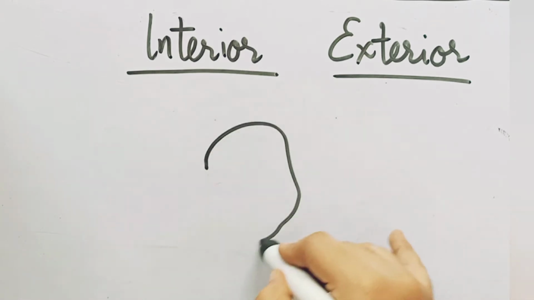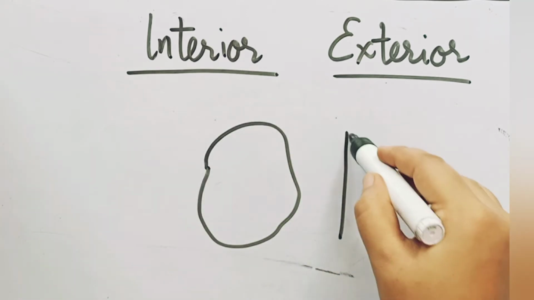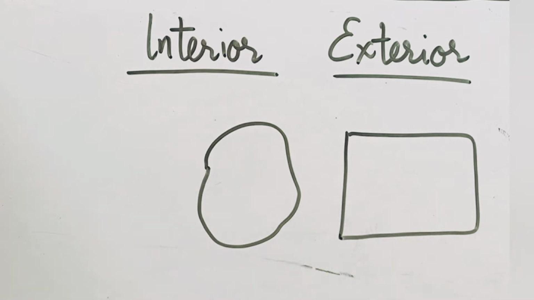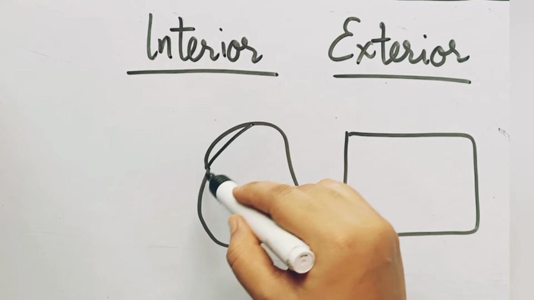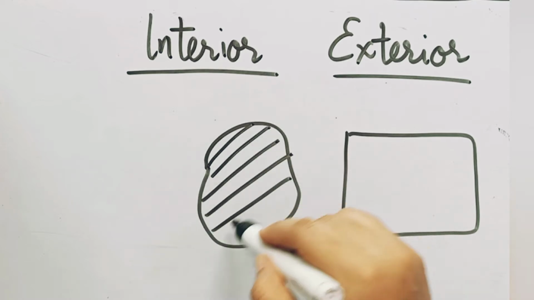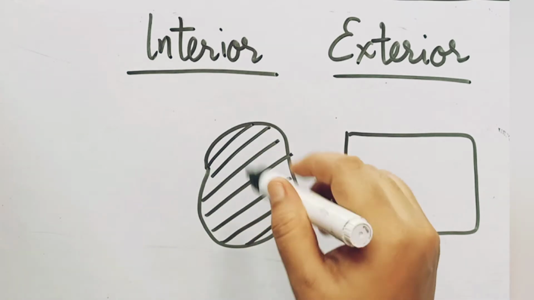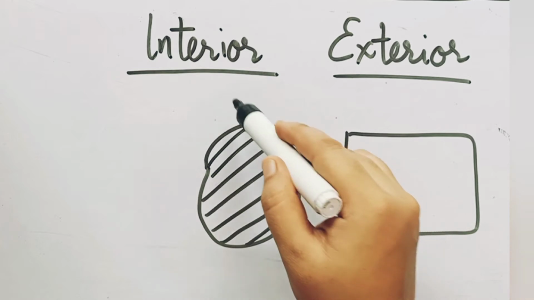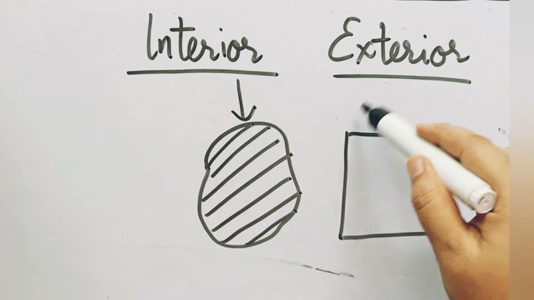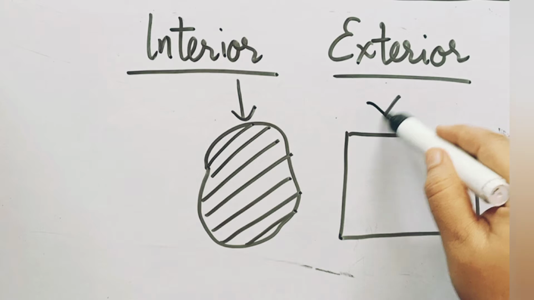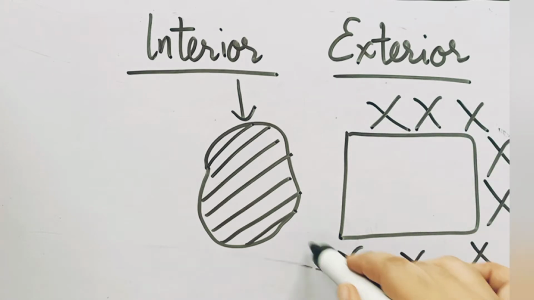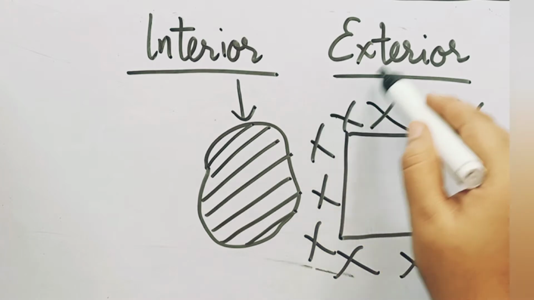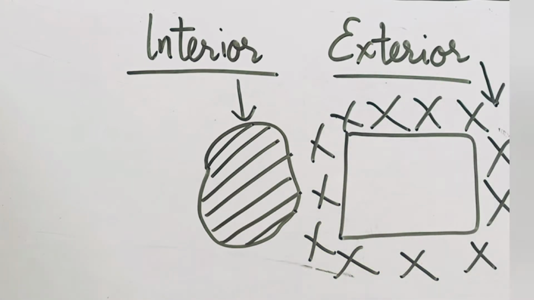So this is a closed curve. This is also a closed curve. The space inside the curve is called the interior of it, and all the space outside the curve is known as the exterior of the curve.